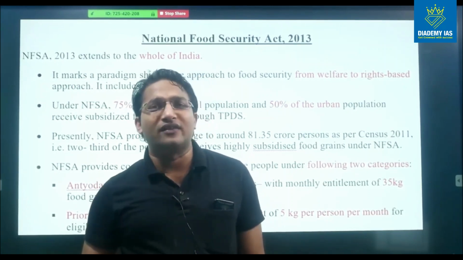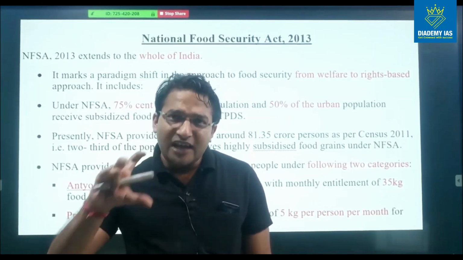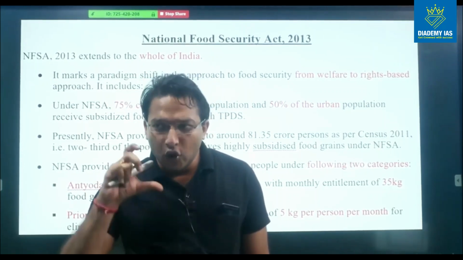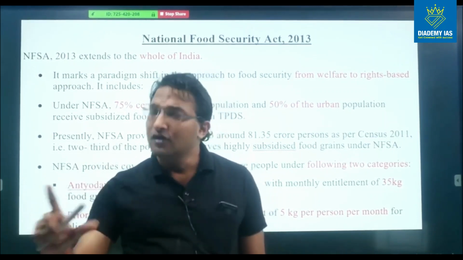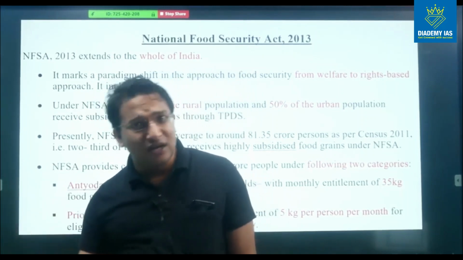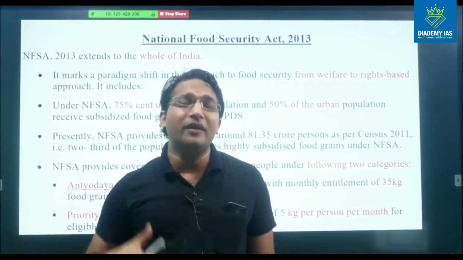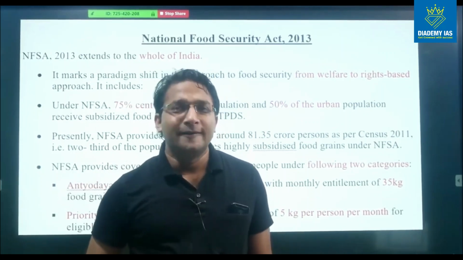in 2013 the National Food Security Act 2013 was enacted, and under this a proper right was given to everyone. If you do not get the food, you will get the food allowance. If you do not get the food, you can go to the food commission at the district level, state level, national level, and your grievance will be heard, right? So a proper grievance redressal system was put in place.